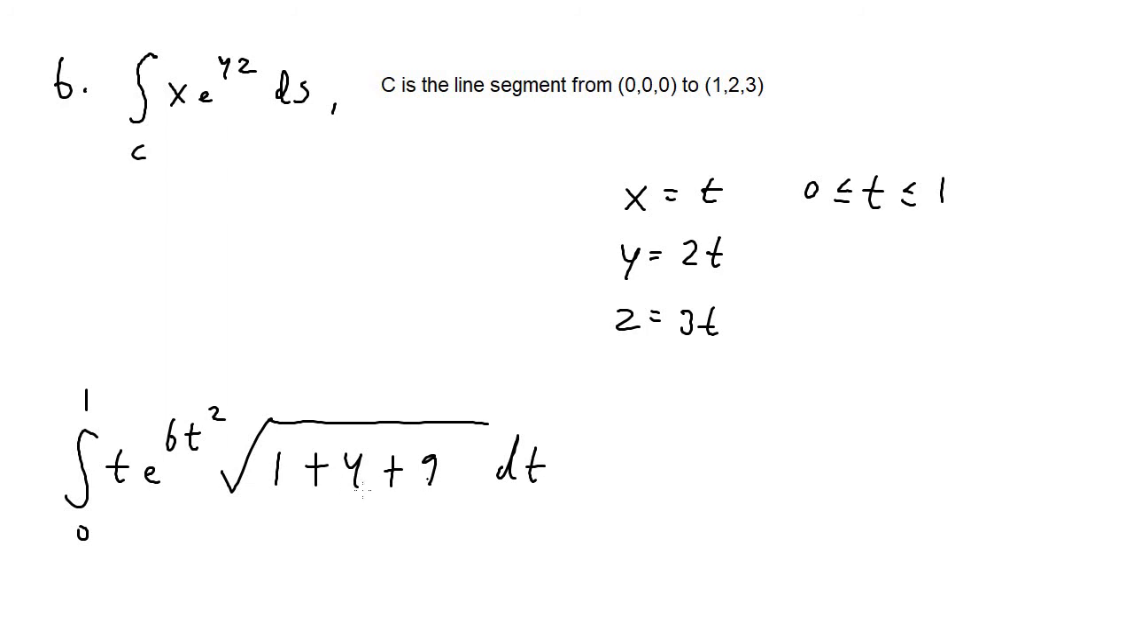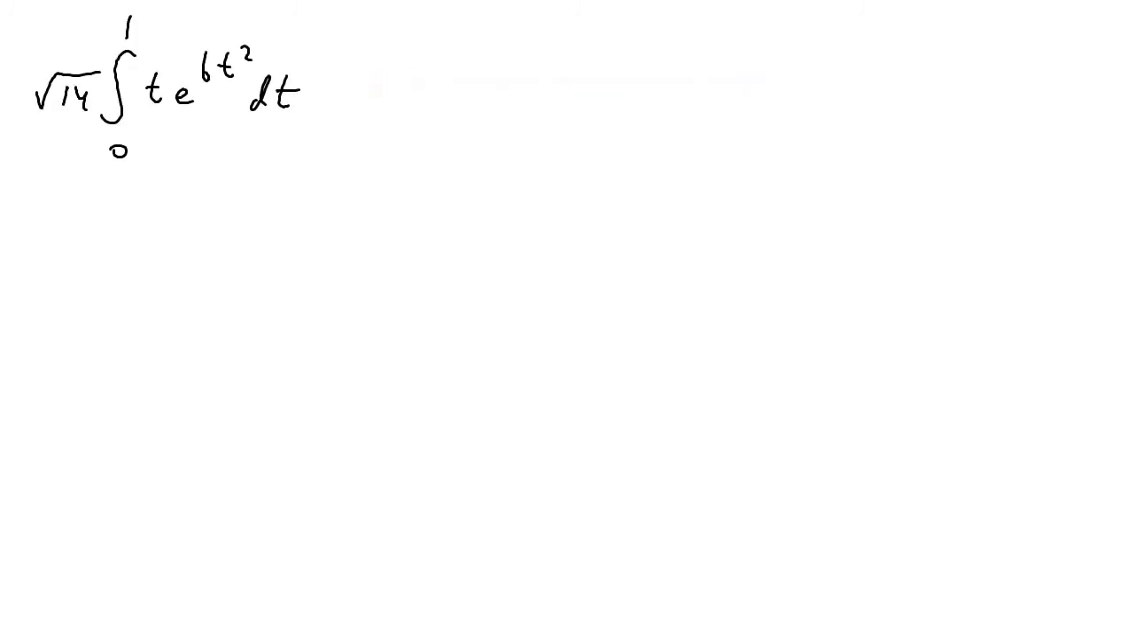So 9 plus 4 is 13, 13 plus 1 is 14, so the square root of 14 is a constant that can come outside the integral. So then I will rewrite it as the square root of 14 times the integral from 0 to 1 of t times e to the 6t squared dt. Now in order to evaluate this, we can just use u substitution.